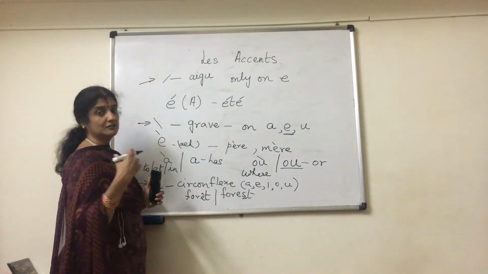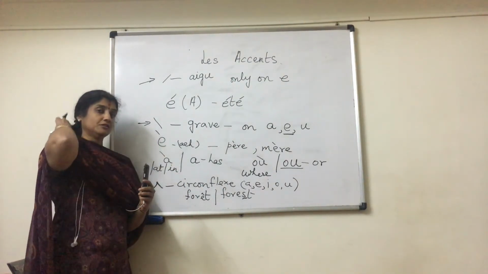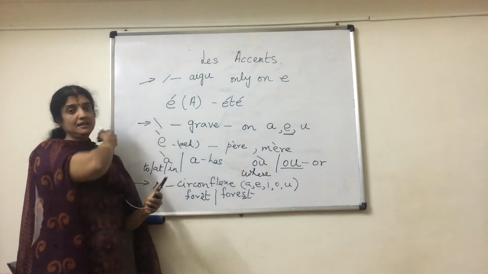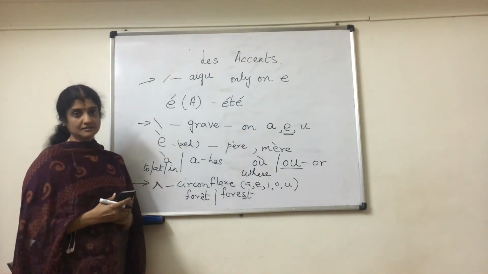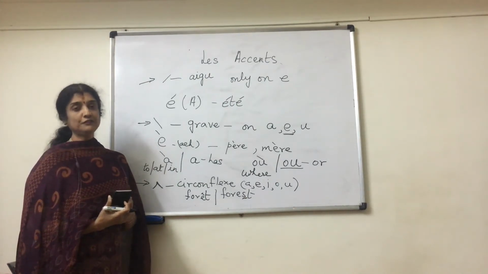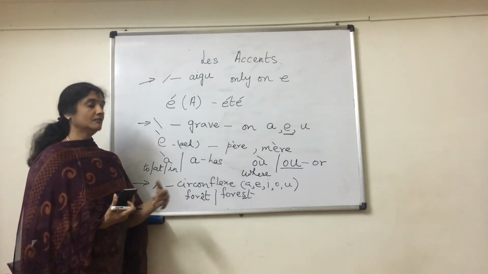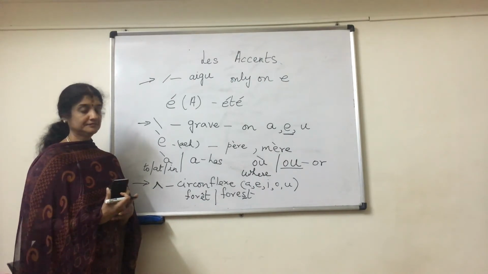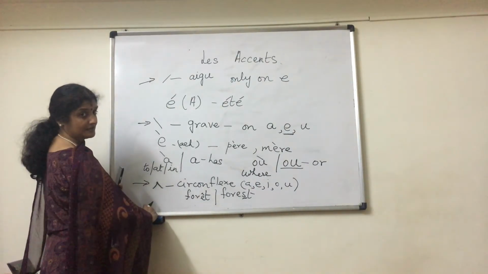But also in French, for every rule there is an exception. There are some words in which a circumflex is written where it does not indicate an omission of S, but the French, when they created the language, wanted it there. We'll move on to the next accent.